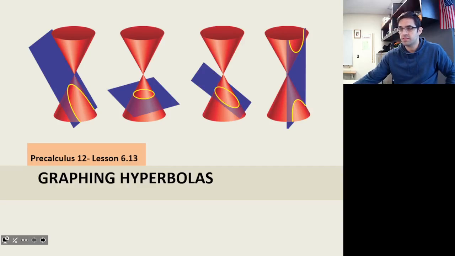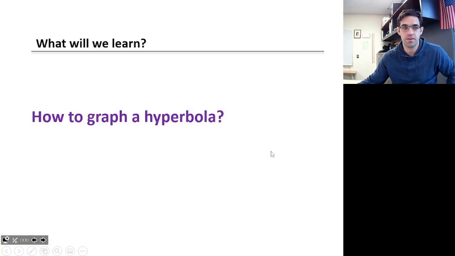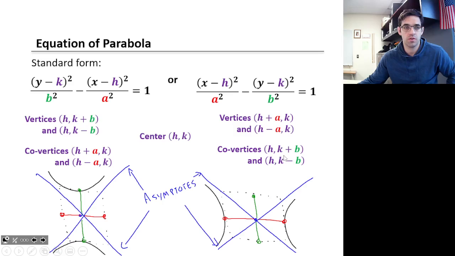This is Unit 6, Lesson 13 of our Precalc 12 class. Unit 6 is called Conics. Lesson 13 is all about how do I graph a hyperbola. So we've got to remember we have two forms that we can write a hyperbola in.